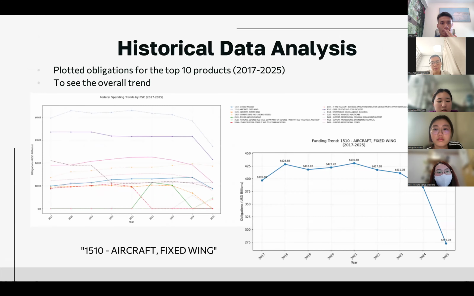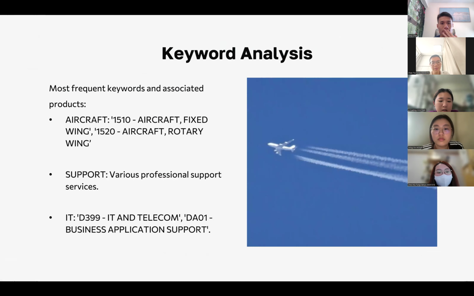To visualize this trend, we plot obligations for the top 10 products from 2017 to 2025, showcasing the decline. Next, we conducted a historical data analysis and found intriguing insights through keyword analysis. And the most frequent words are aircraft, support, IT.